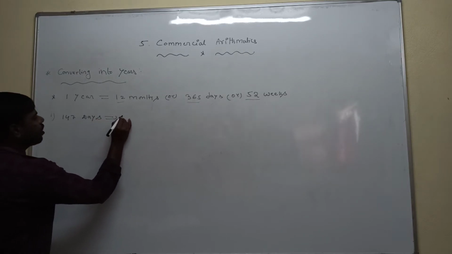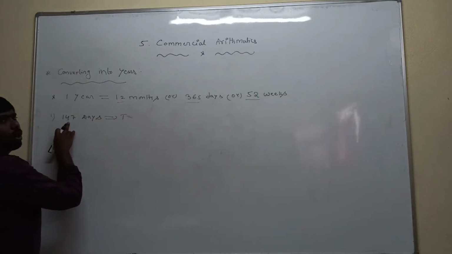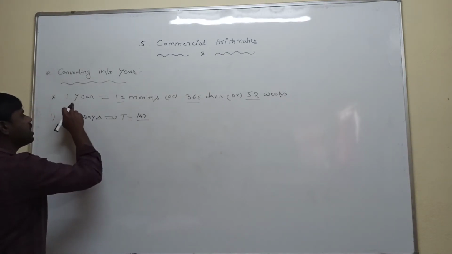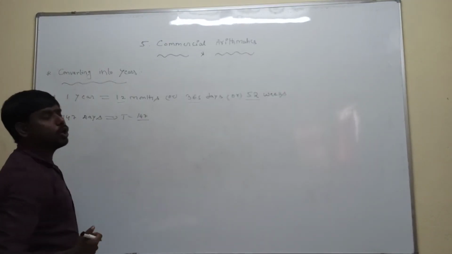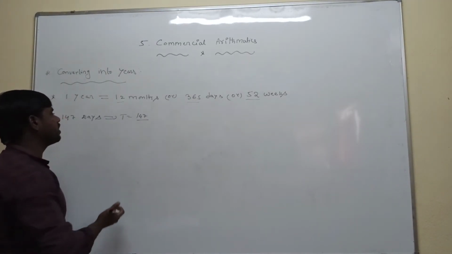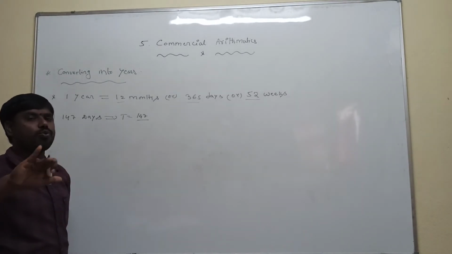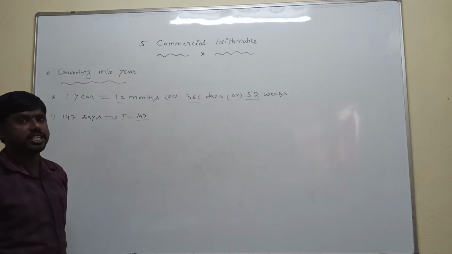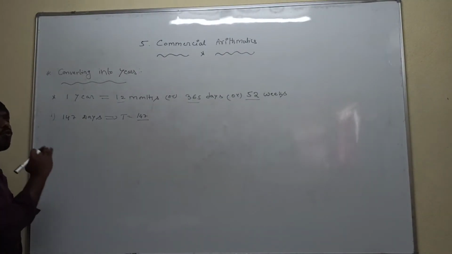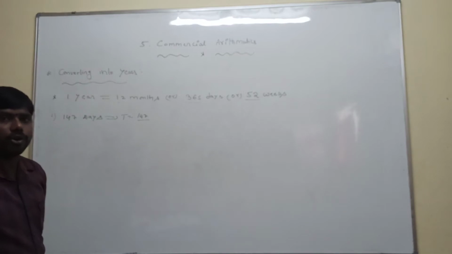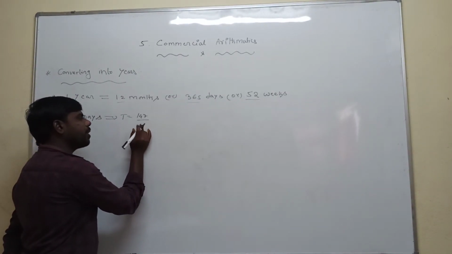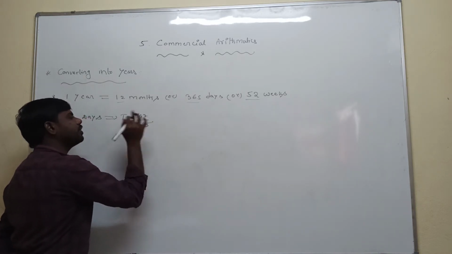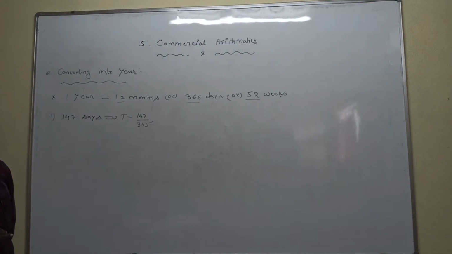Now, suppose the given question is 147 days. How to convert to years? 147 divided by the number of days in 1 year, totally 365 days. That's why to convert 147 days to the year, time is equal to 147 divided by 365.